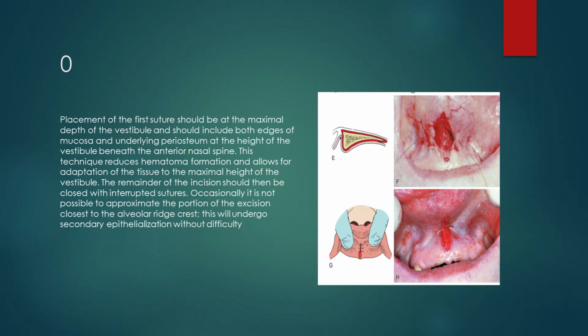Occasionally, it's not possible to approximate the portion of the excision closest to the alveolar ridge crest. This will undergo secondary epithelialization without difficulty, as we can see in H and G.